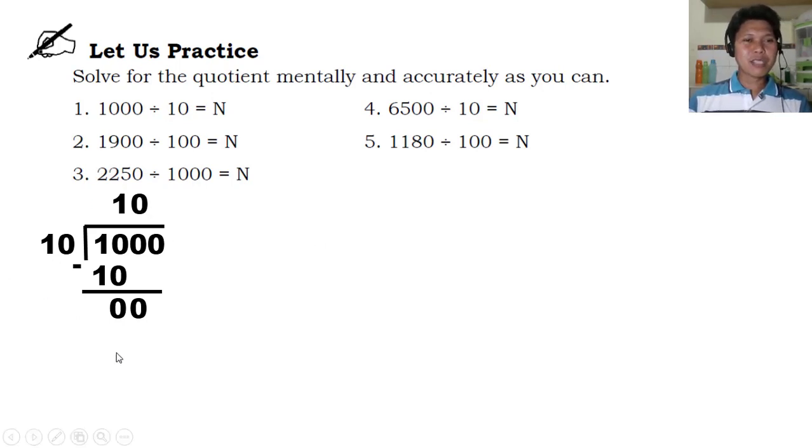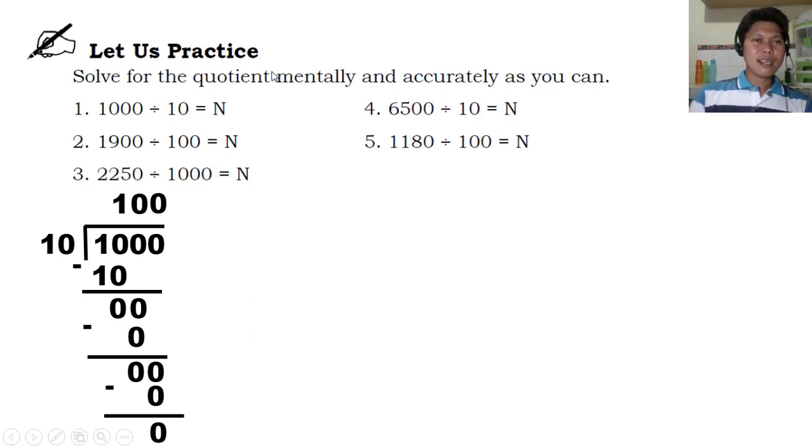So 0 times 10 is 0. So any number multiplied by 0 also, 0 ang answer. So 0 minus 0, puro 0, no? Then bring down na naman tong 0 na to. And ito na yung last na kailangan natin i-bring down. 0 divided by 10 is 0 na naman, and 0 times 10 is 0 pa rin. And then we subtract and 0. So wala tayong remainder. Okay, so the answer is 100.